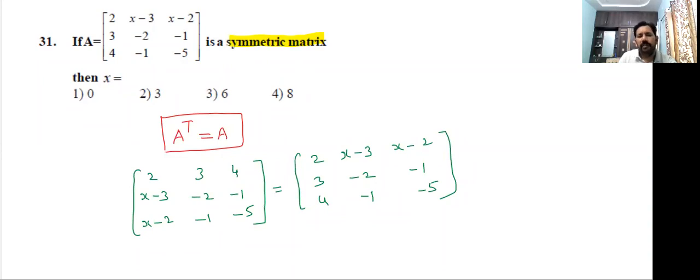These two matrices are equal. Equate corresponding elements. x minus 3 is equal to 3. Or you can take x minus 2 equal to 4, anyone, no problem. So x minus 3 is equal to 3. Then what is x? x is equal to 6. So which option is correct? Third option.